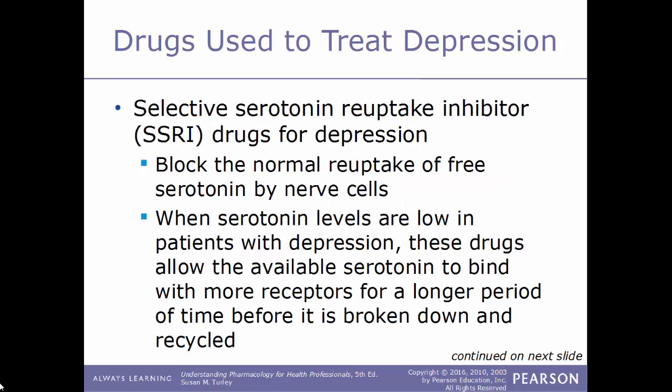An example of this kind of drug would be vilazodone, also known by its trade name Viibryd. The other category of drugs are the SSRIs, selective serotonin reuptake inhibitors. And these work because they block the normal reuptake of free serotonin by nerve cells. So when serotonin levels are low in patients with depression, these drugs allow the available serotonin to bind with more receptors for a longer period of time before they get broken down and eventually recycled.